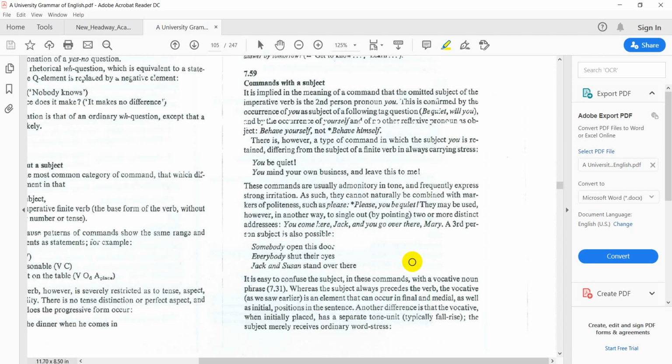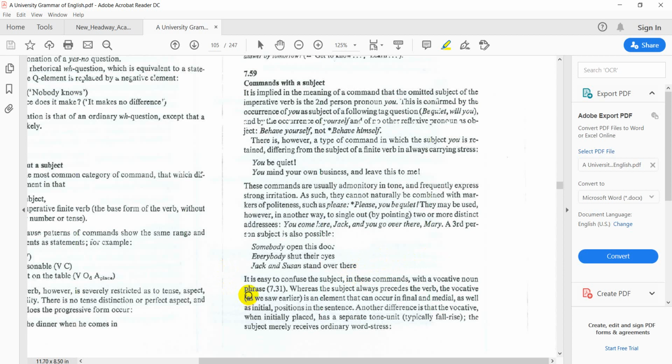The other thing is that with the vocative, as we mentioned before, we should add a comma after the vocative form if it is in initial position. If it is in medial position, we put two commas, one before and one after the vocative form. If it is at the end or final position, we add the comma before the vocative form. While with the command with the subject, there is no comma at all. So in this, you can distinguish between a command with a subject and a vocative.